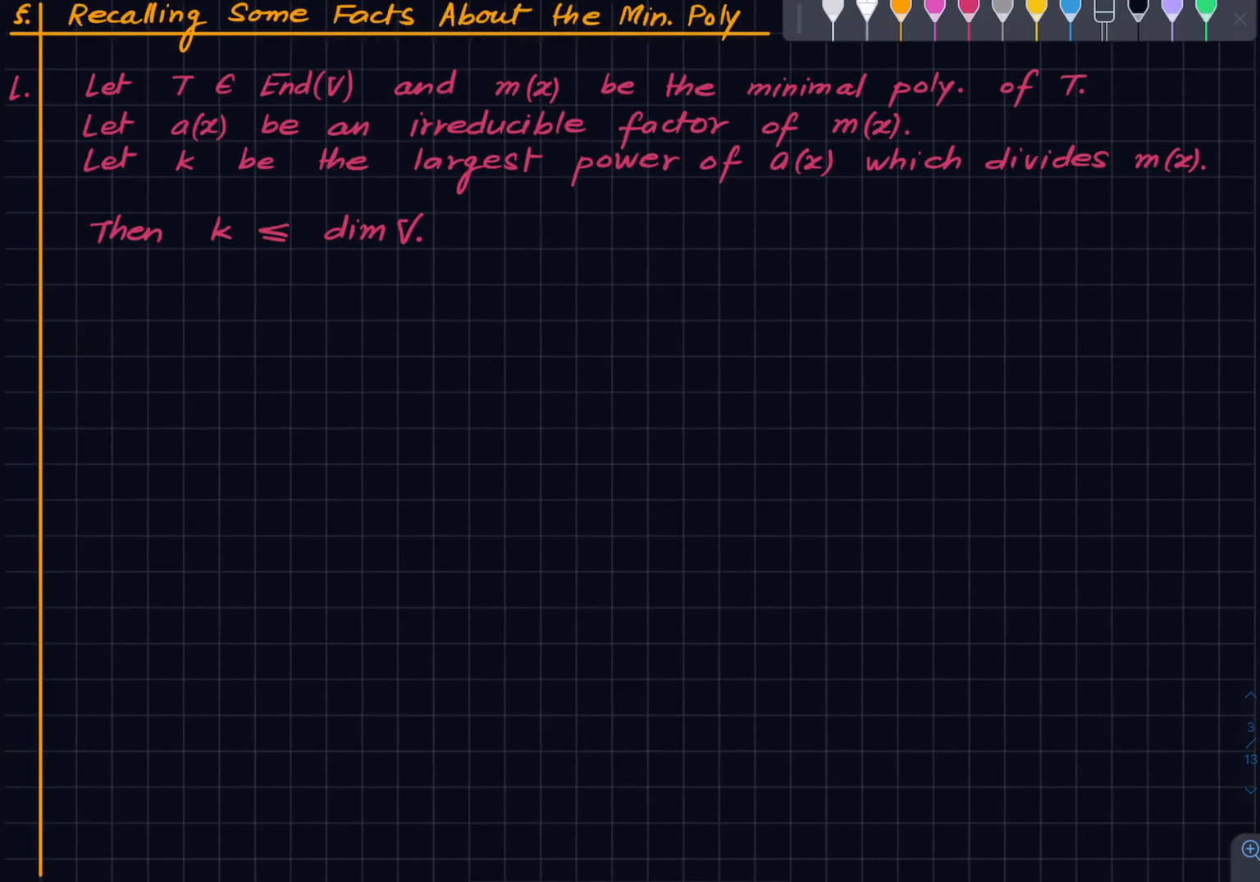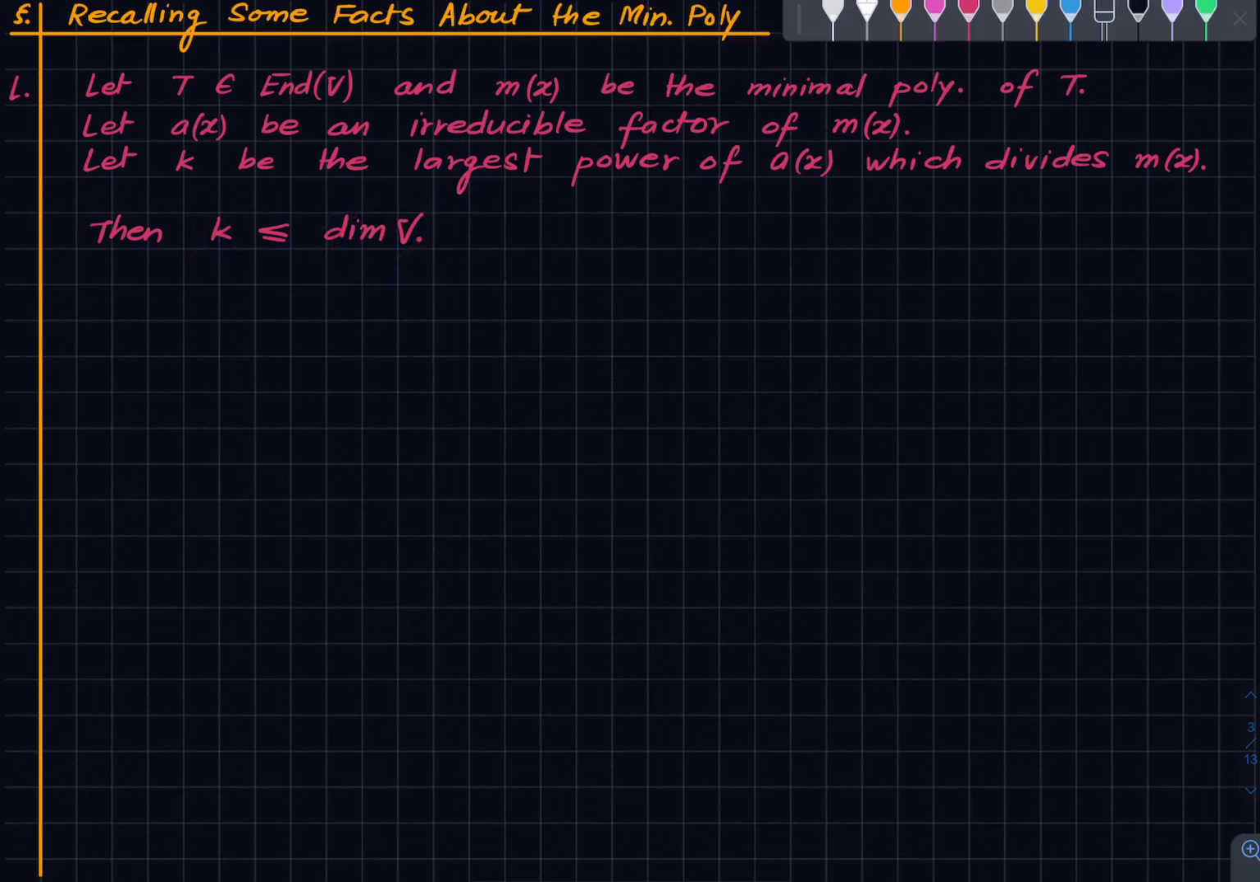So before we get started with the lecture proper, we need to prime ourselves with this fact about minimal polynomials. What does it say? Suppose we have an endomorphism whose minimal polynomial is m(x). Suppose a(x) is an irreducible factor of m(x), and k is the largest power of this polynomial which divides m(x). So a(x) to the power k divides m(x), but a(x) to the power k plus 1 does not divide m(x). That's what this means. Then k is at most the dimension of the vector space.